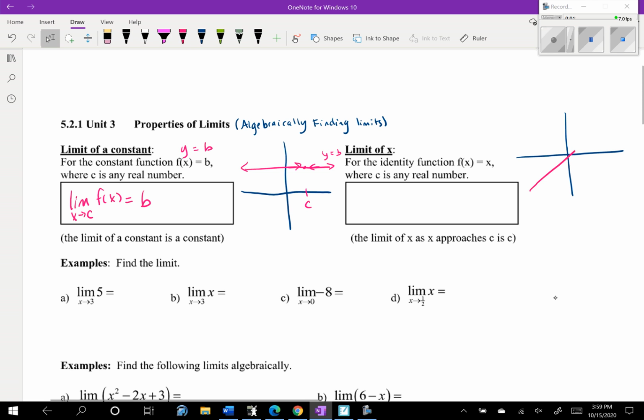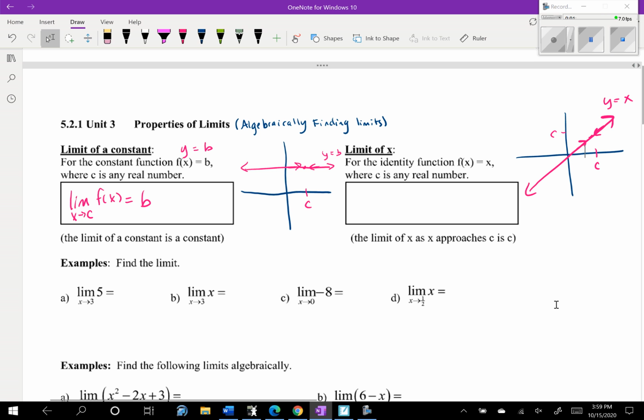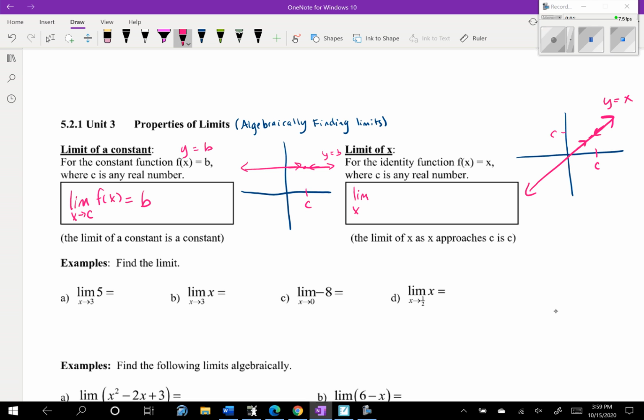So if I graph that line, y equals x. For this one, if we're looking at the limit as x approaches c, well, if I plug c in for x, notice I would get c out for y. So from the left and the right side, you're going to be approaching that same value, which is c. So the limit as x approaches c for f of x would just be equal to c.